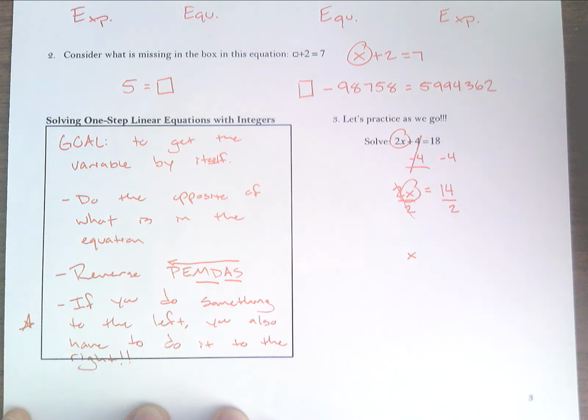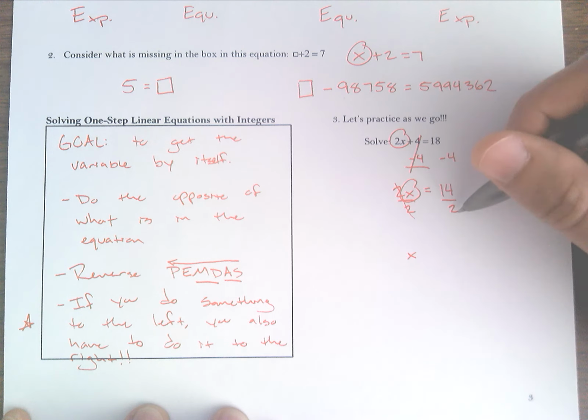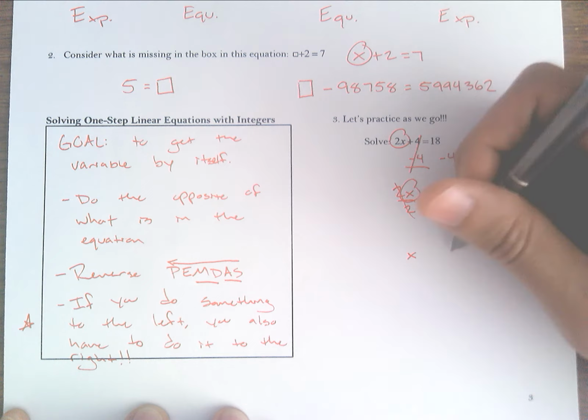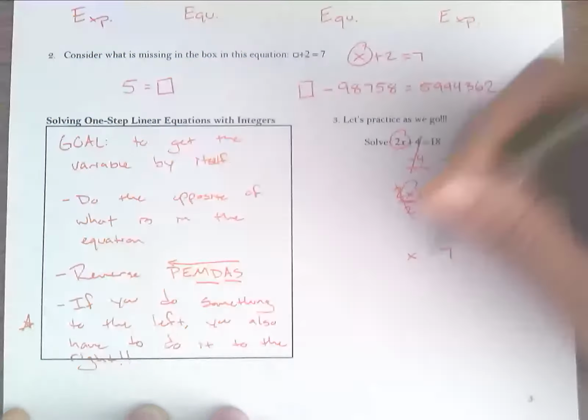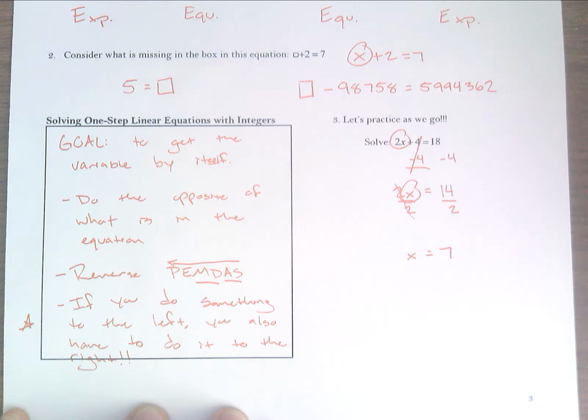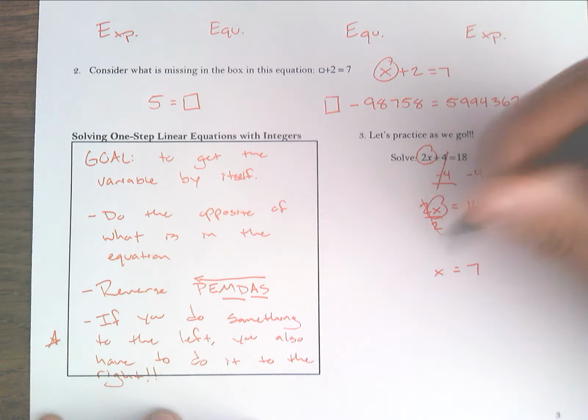And then on the right-hand side, we have 14 divided by 2. Well, 14 divided by 2 is 7. And we bring down the equal sign. So we have x equals 7. Did we achieve our goal? We sure did. We got the variable by itself.